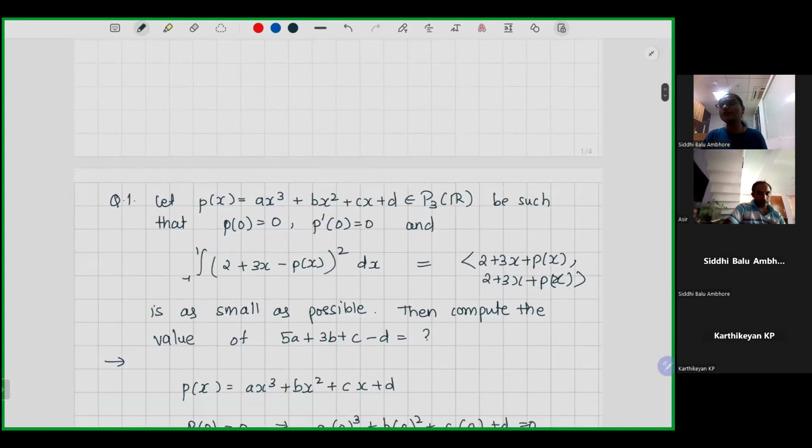Okay, no problem. Sorry, I also got stuck at this point only, and subsequently I don't know how to proceed. But I think we have proved many inequalities for inner product earlier.